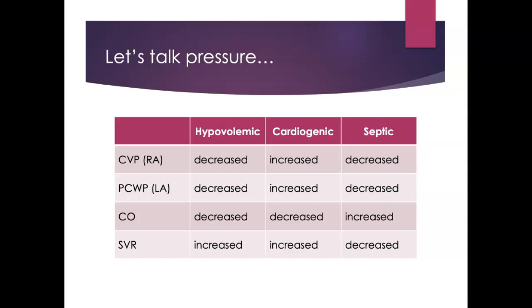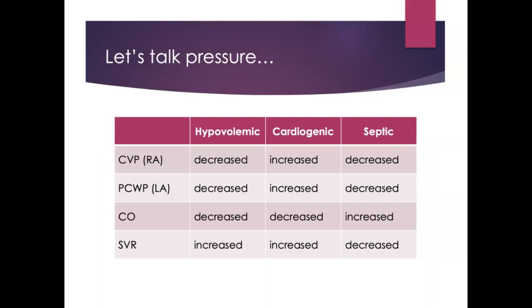In cardiogenic shock, remember we have the pump failure. And so you're going to have fluid overload. So your CVP and your PCWP are going to be increased. Your cardiac output is not going to be great. And you, again, have that vasoconstriction, so the systemic vascular resistance is going to be increased.